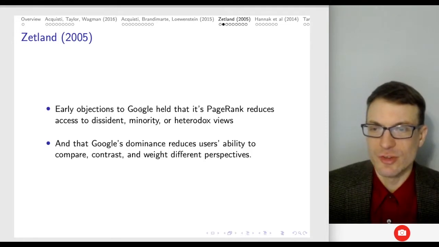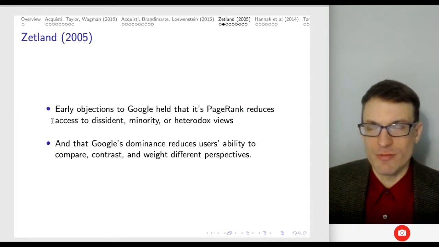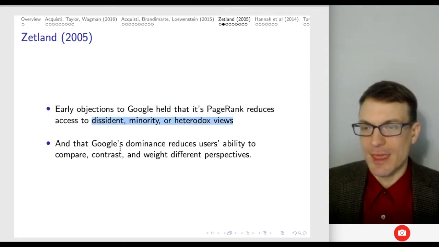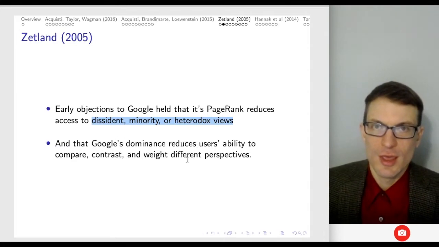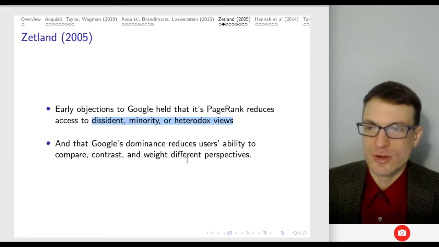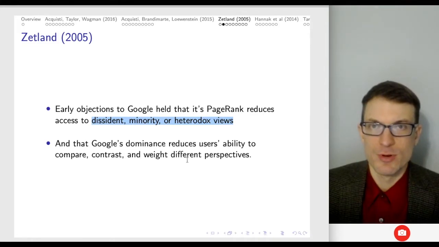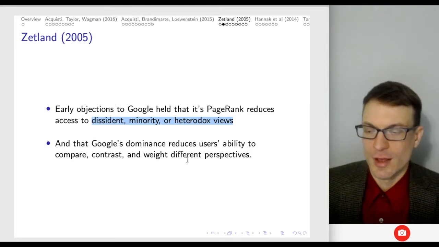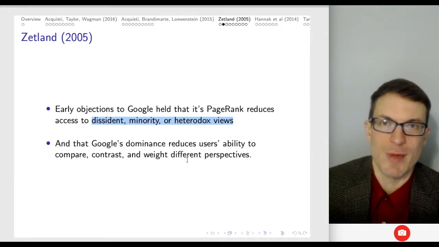Some of the early objections to Google, we're talking about the way that it was ranking pages, were that it was sort of narrowly focused. You kind of get an echo chamber effect where people wouldn't have access to dissident, minority, or heterodox views. And then also Google's dominance reduces users' ability to compare, contrast, and weigh different perspectives. This was one of the early criticisms or worries that people had about Google: that people would have really laser-focused search results, and then they wouldn't get so much a wealth of information, but would reinforce their existing views. You'd get a lot of confirmation bias type stuff.